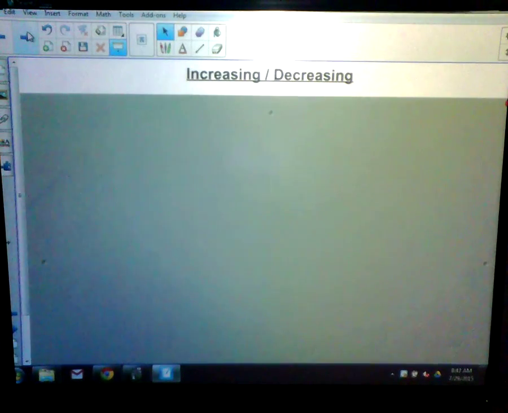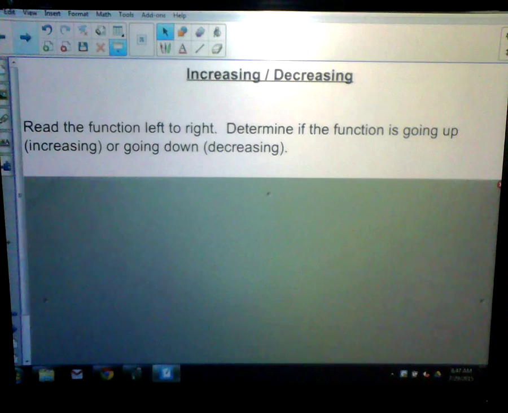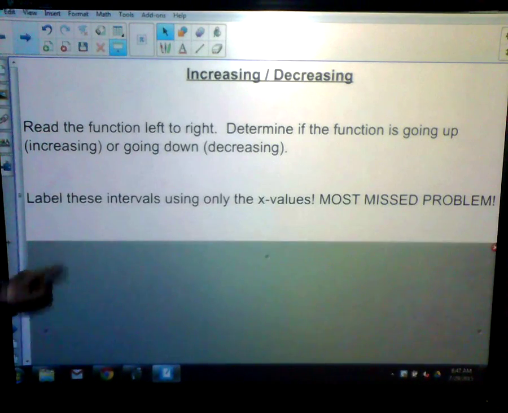We've kind of talked about increasing and decreasing, but I want to spend a little bit more time practicing them. Read the function from left to right, just like you would a book. Determine if the function is going up, it's increasing, or going down, where it's decreasing. Label these using only the x values. That is the most missed problem on this section. People want to use the y values. We only label with x values.